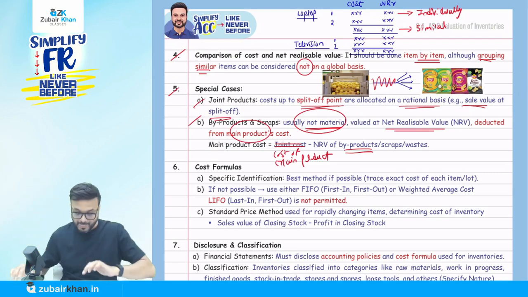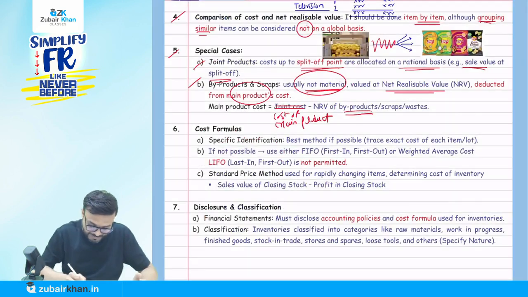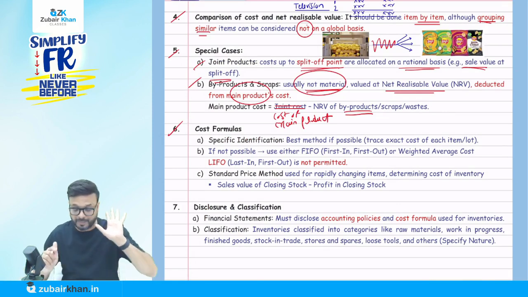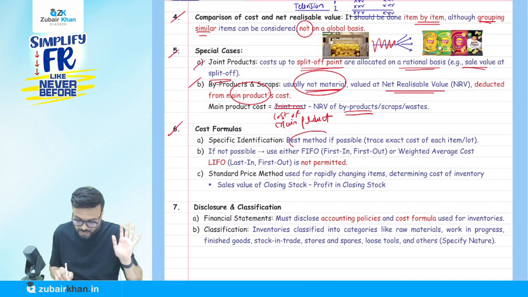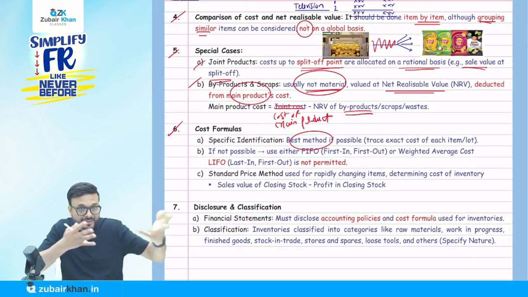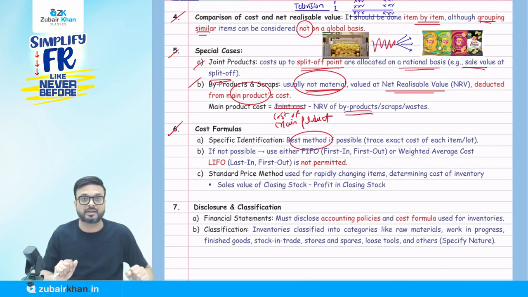That's it. Okay. Now the cost formula. What is this cost formula? The cost formula, they say, is the specific identification. First, this is the best method. When we talk about the cost, we don't know how much is the closing stock. Some quantity we know, but from which lot it is in the closing stock. So what is that?